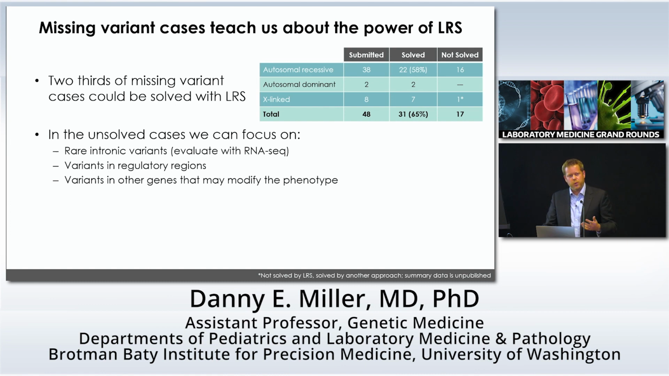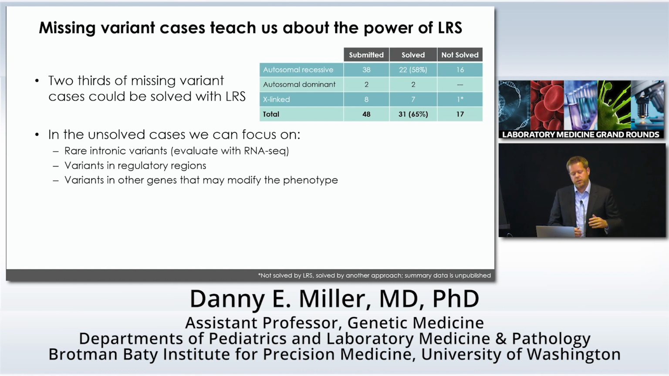What I think is interesting is the one-third we don't solve. What are we missing? Even when we have this really impressive data source, what is it we can't see that could be contributing to the disease? Each one of those cases is an interesting PhD thesis in a way. How can you dig into this and start looking into what's actually the etiology of this disorder? These could be things like rare intronic variants, variants in regulatory regions, and also variants in other genes that might modify the phenotype.